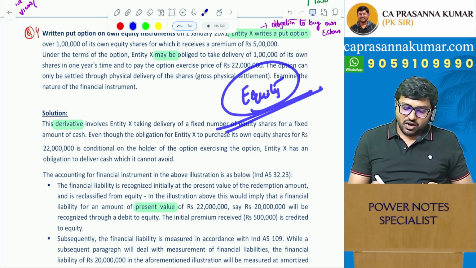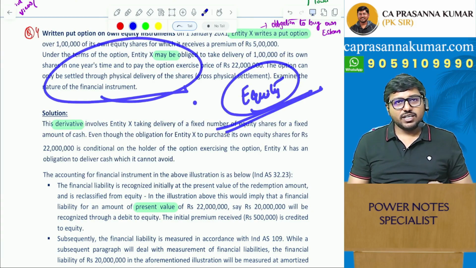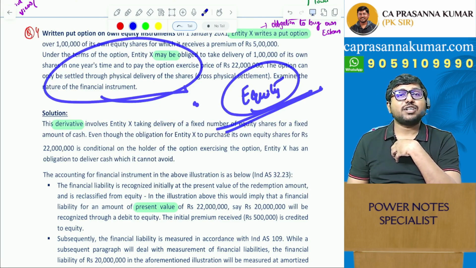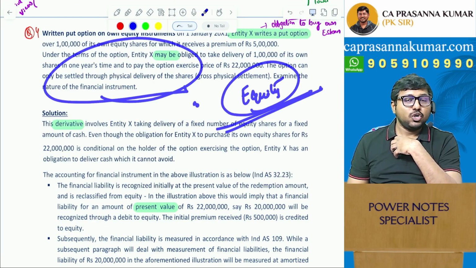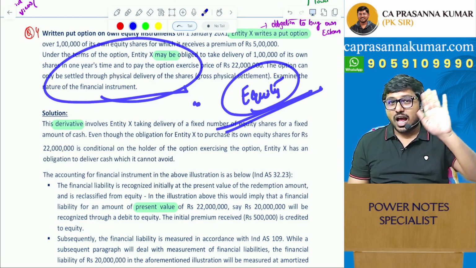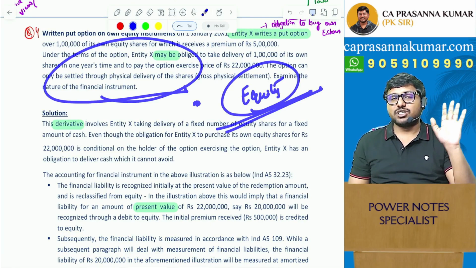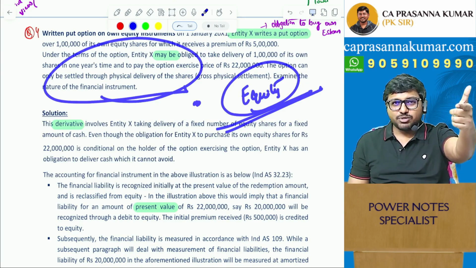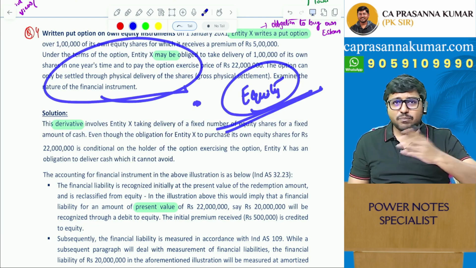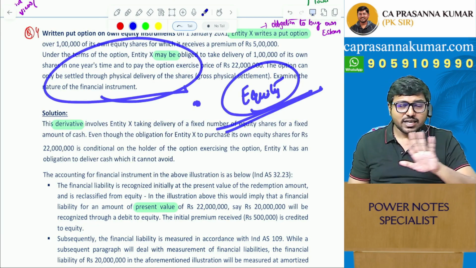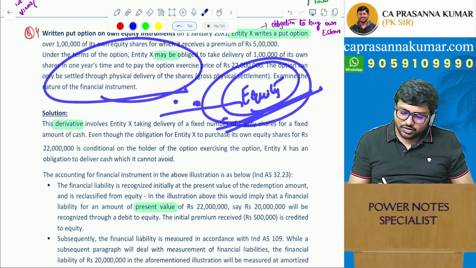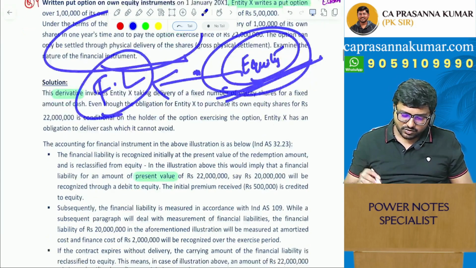Now, because I have entered into a derivative contract where I may have to pay cash and buy my own equity shares, there is a contractual obligation for me to pay cash. That can happen. So I cannot unconditionally avoid paying cash, because when the option holder exercises his right to sell, I have to compulsorily pay cash. Can I avoid paying cash? I can't. In that case, it becomes a financial liability. Therefore, I have to reclassify from the equity column to financial liability. That is what the first sentence says.